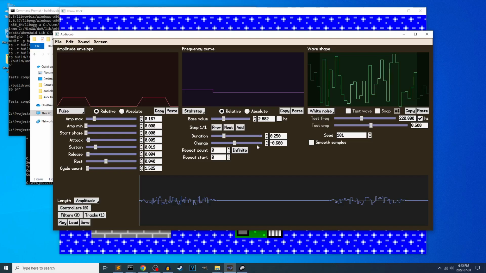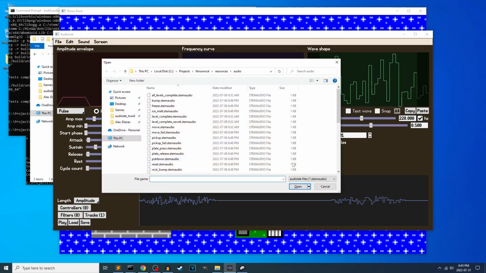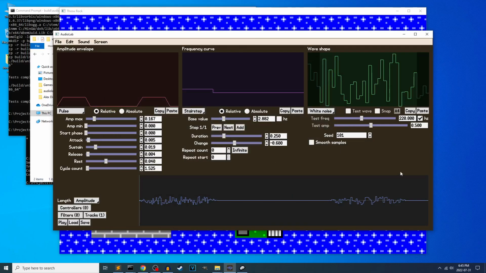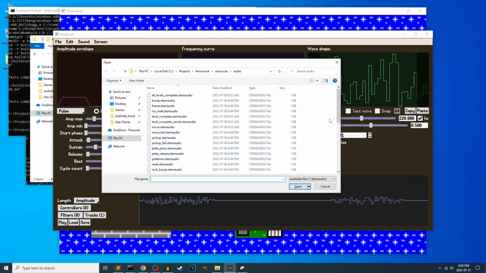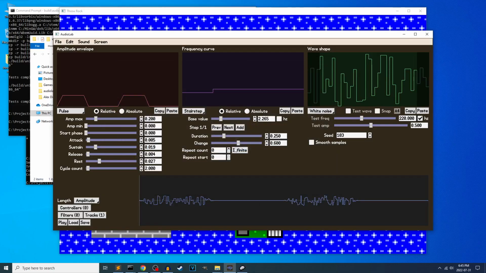And are those exact opposites in tone? Let's see, 2.882, negative 0.6. Is that 2.282 on the other one? 2.265, pretty close.